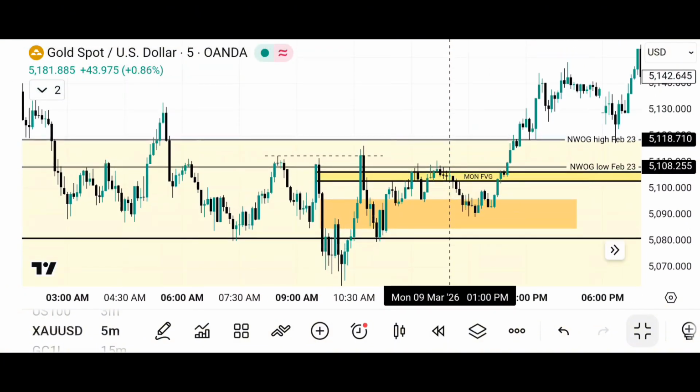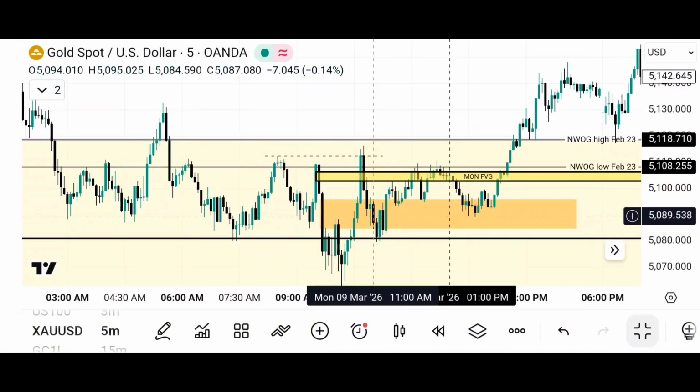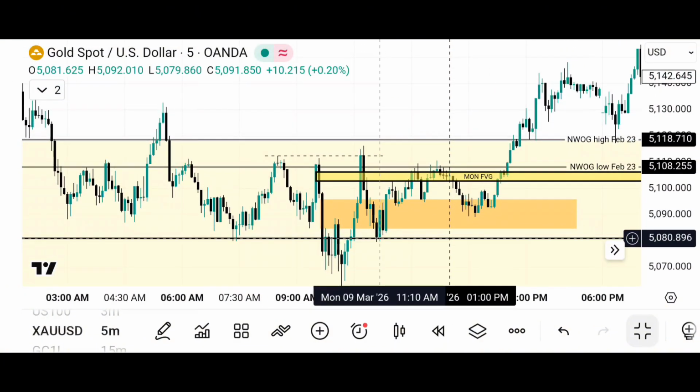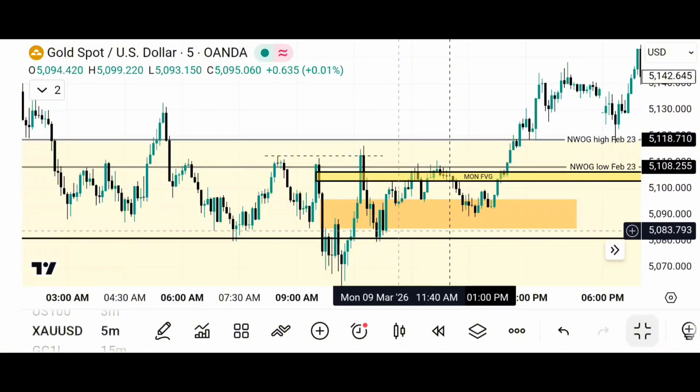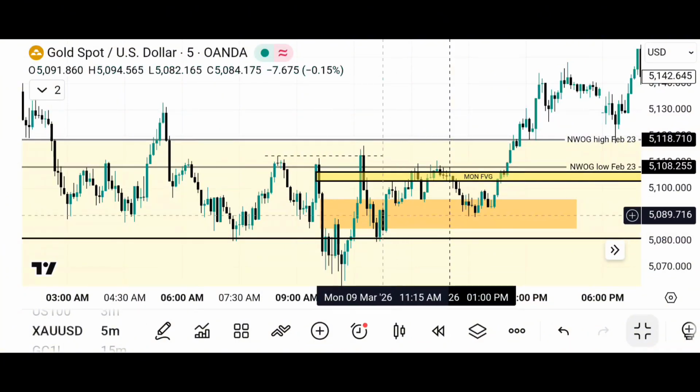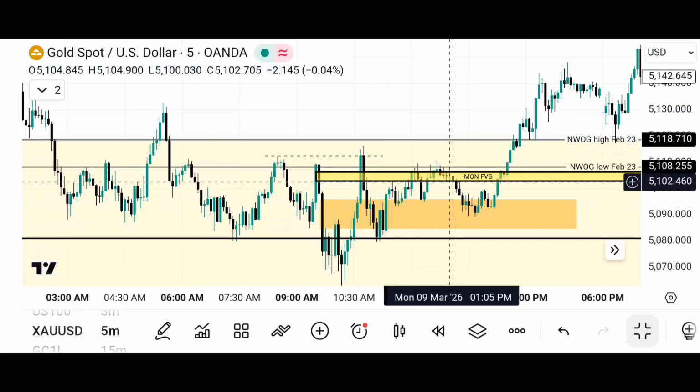So you see how price comes down to trade into the inversion fair value gap. I was not expecting it to drop up to this point, even to close below the inversion fair value gap. But it did, and it was even close to my stop loss. But I kept the trade on, and price started rallying.